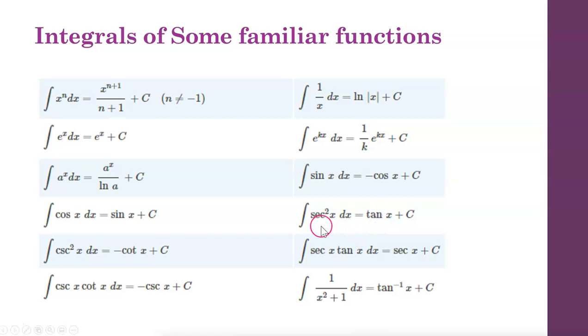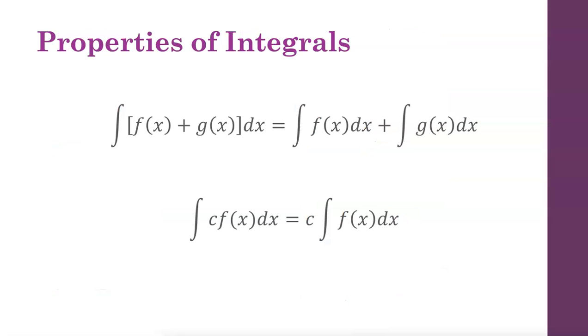The derivative of tangent would have been secant squared, so the integral of secant squared is tangent. And the derivative of secant is secant tangent. Therefore, the integral of secant tangent is secant. And finally, the derivative of tangent inverse was 1 over x squared plus 1. So the integral of 1 over x squared plus 1 is going to be tangent inverse of x plus the constant.